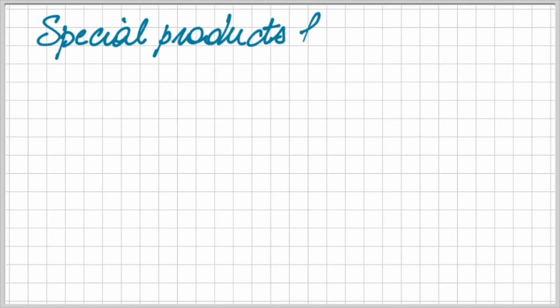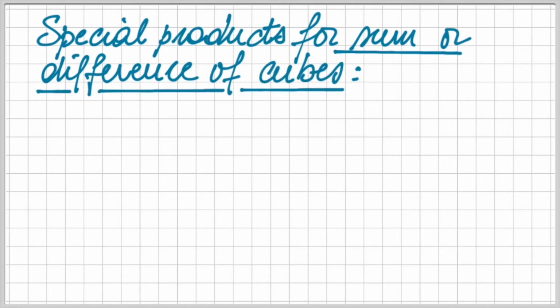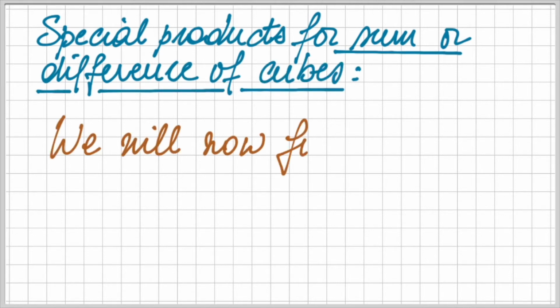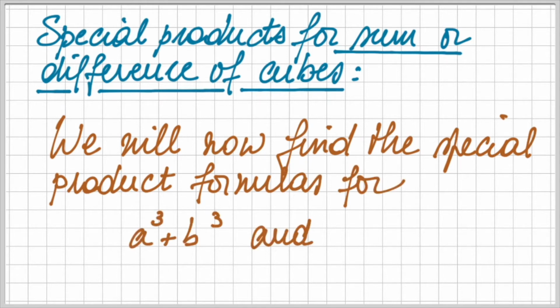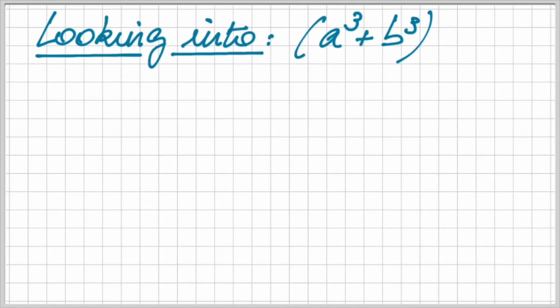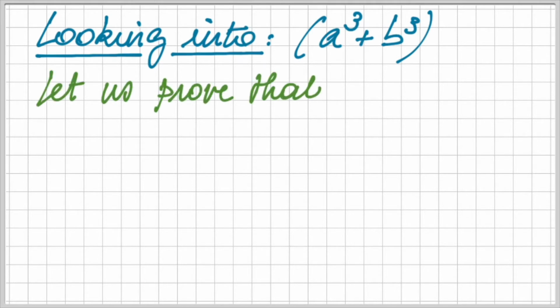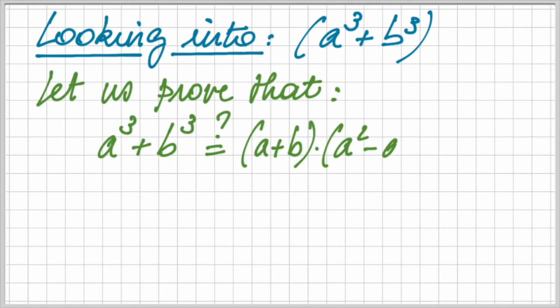Let's have a look. Now we are looking at the special products for a sum or difference of cubes, and we'll try to find that special product formula for a to the third plus b to the third and a to the third minus b to the third. When we look at the first equation, a to the third plus b to the third, we try to prove that it can be written as a plus b times a squared minus ab plus b squared.